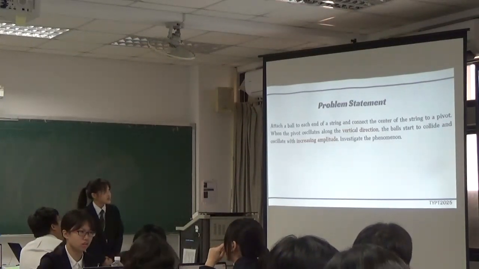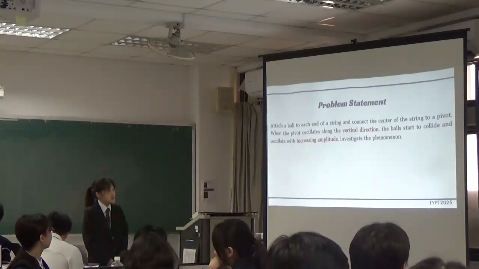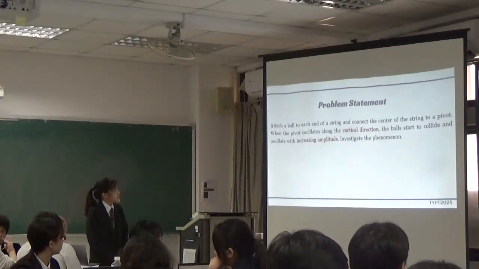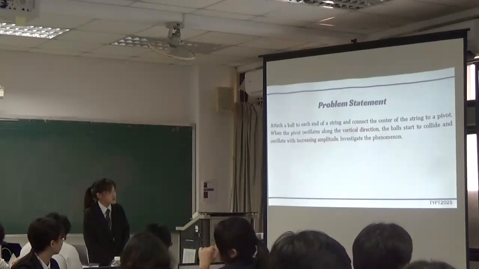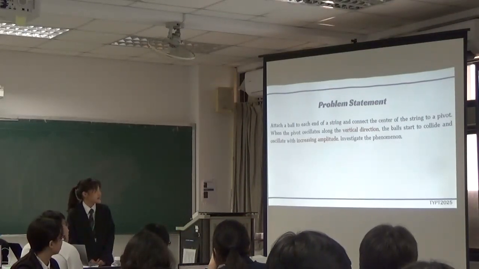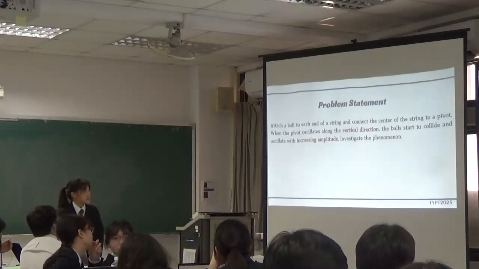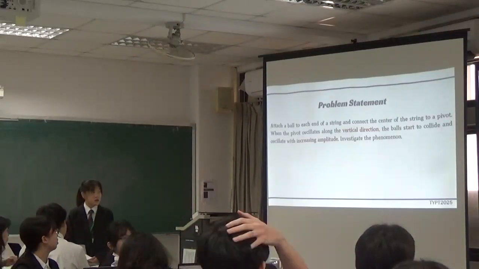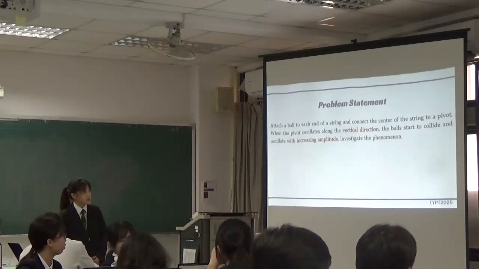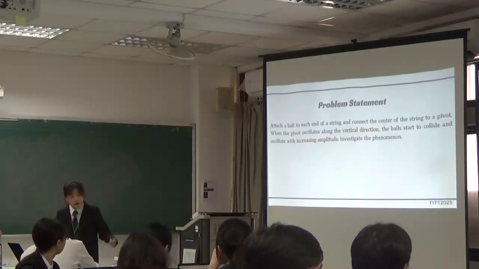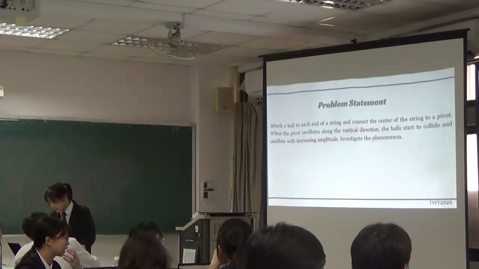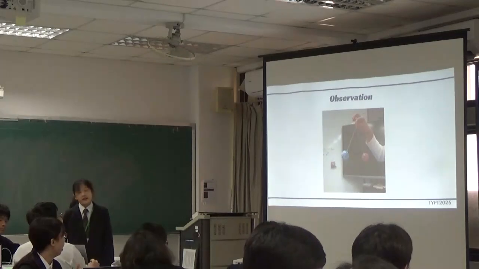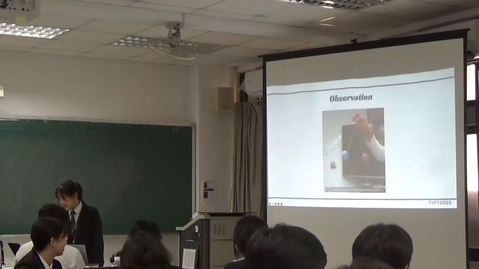Attach a ball to each end of the string, connect the center of the string to a probe. When the probe oscillates along the vertical direction, the balls start to collide and oscillate with increasing amplitude. Investigate this phenomenon. Our main focus is on the increasing amplitude and the frequency. This is our outline. And this is the observation video.